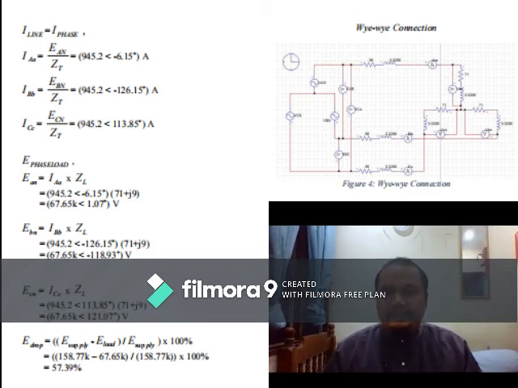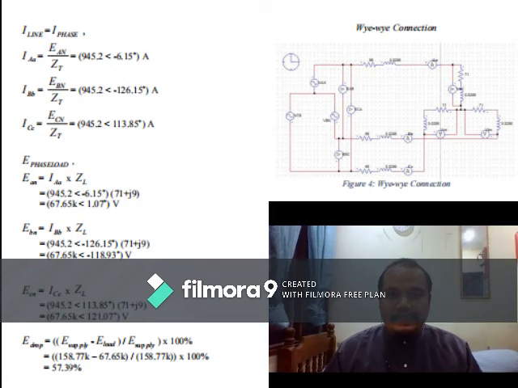And in this experiment also, we got the E drop equal to E supply minus E load, divided by E supply times 100%. I got about 57.39%, which is a big drop based on the theoretical calculation.